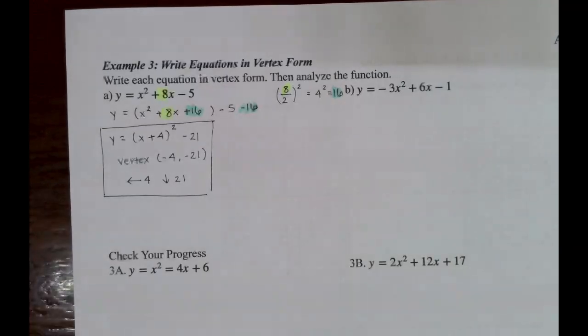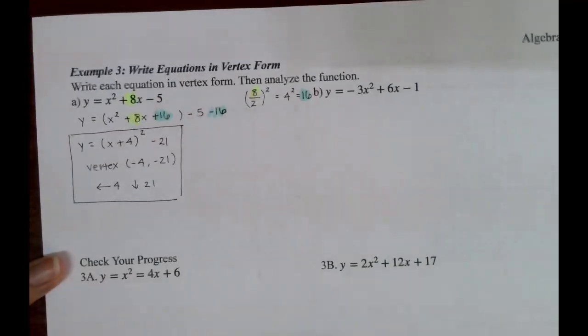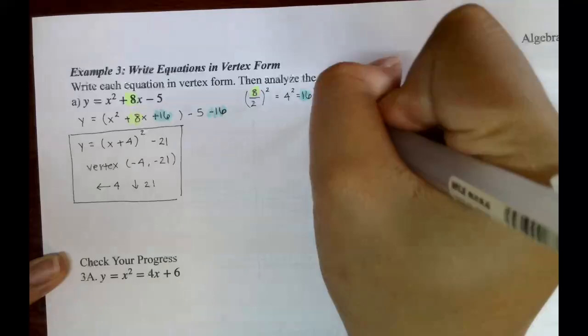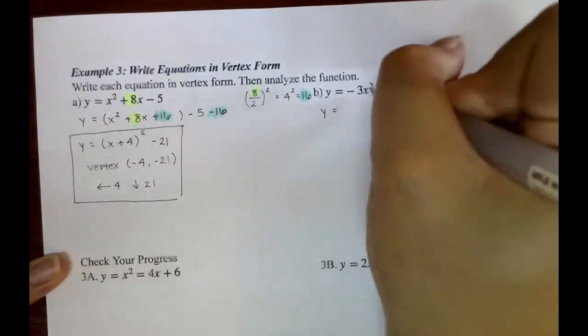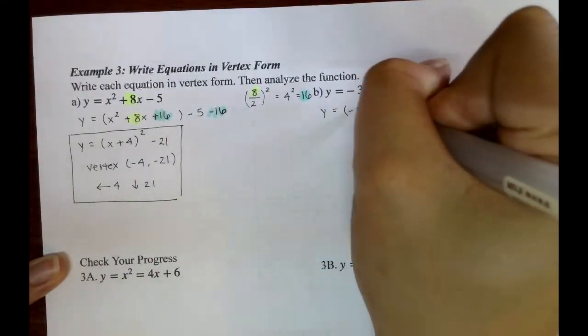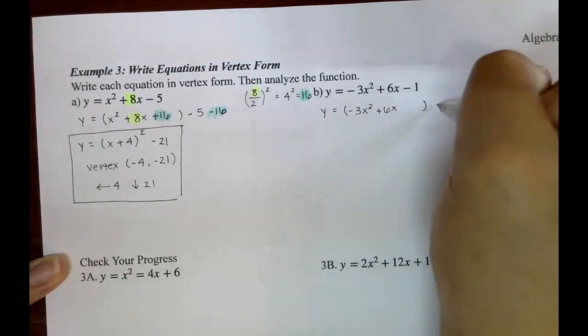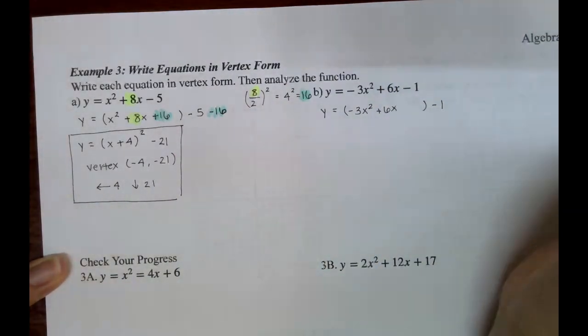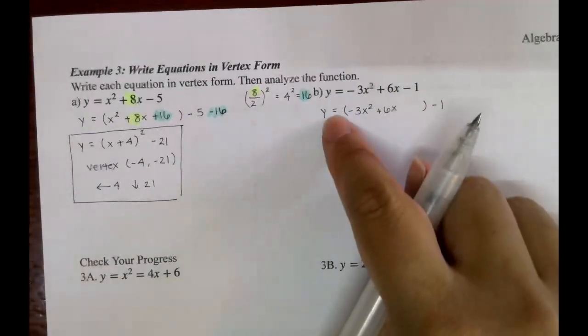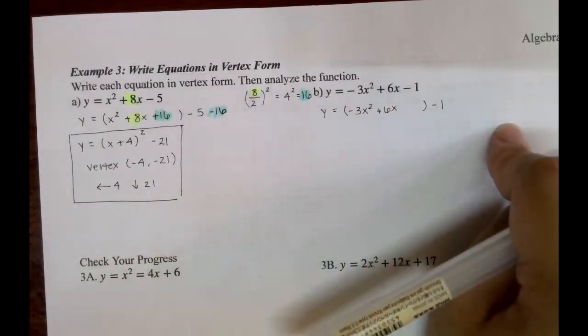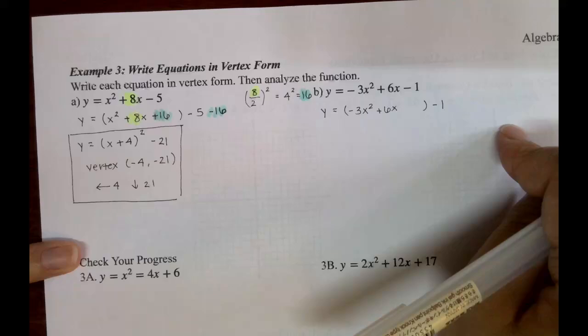Okay, so then let's try the next one. Right? So again, we're going to separate this. So negative 3x squared plus 6x. We're going to put our constant on the outside. Okay. If you want, you could add 1 here, but then you're just going to have to remember to move it back once you're done. It's up to you. Okay.